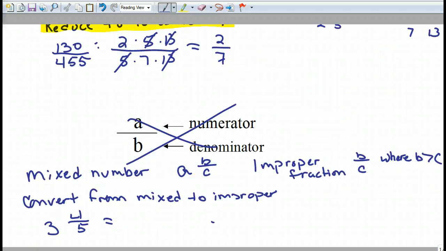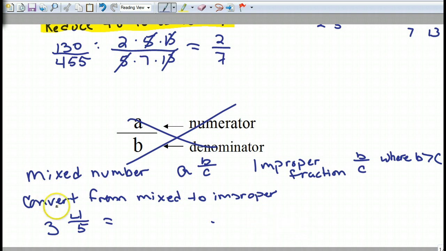You guys, we have a mixed number and improper fractions. Mixed numbers are written in the form of A, B over C. And then improper fractions are written in the form B over C, where B is larger than C. So in other words, an improper fraction is kind of top heavy. Okay, so remember the top one is bigger than the bottom. The numerator is bigger than the denominator.